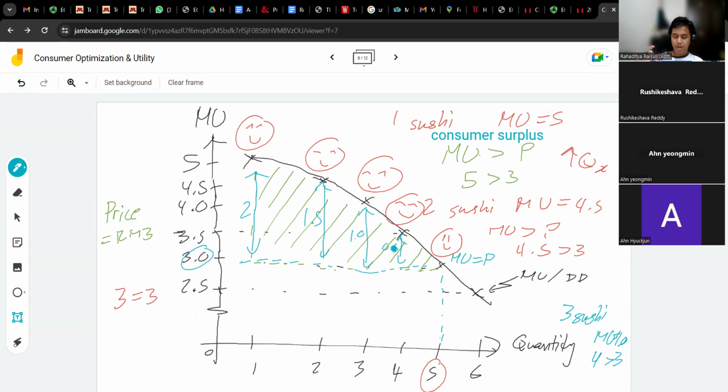And then I should stop at the optimization point because that's where I feel like it's exactly worth the price. Then of course, if I keep going, I wouldn't be as happy about it anymore. Because now I feel like, oh, 2.5 is less than 3. So it's actually less worth it than what I paid for. So yeah, something like that.